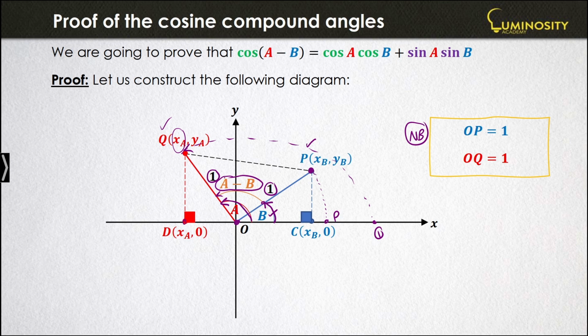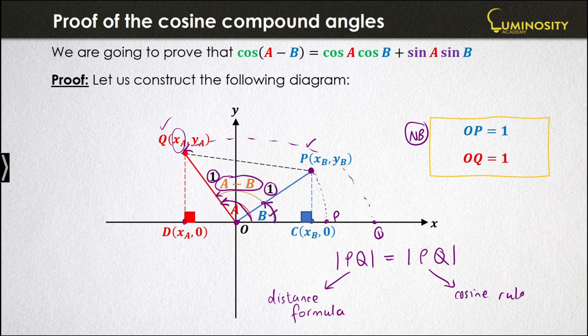So now we're going to do some algebra and analyze. The main part of the proof relies on the fact that we're going to calculate the distance PQ in two different ways. One of the ways we're going to do is the distance formula between two points. So that's from your analytical geometry. And then the other way we're going to do it is using the cosine rule. The reason we can do that is because we have the two side lengths, 1 and 1, and the included angle between them, A minus B. So we can use the cosine rule.